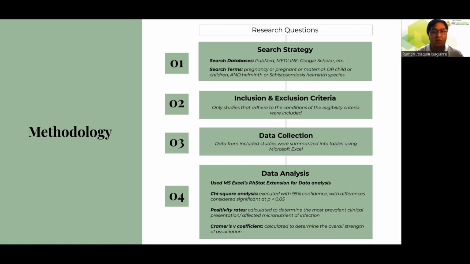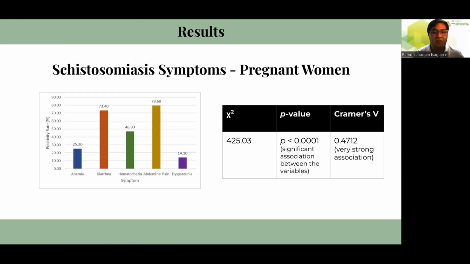Specifically, a chi-square analysis with 95% confidence interval was done to determine the significance of the variables of interest. And if the variables were indeed found to be significant, positivity rates were then calculated to determine the most prevalent clinical symptom or affected micronutrient of infection. Lastly, the Cramer's V coefficient was also calculated to determine the overall strength of each relationship. Next slide. So here's our data for schistosomiasis symptoms for pregnant women.